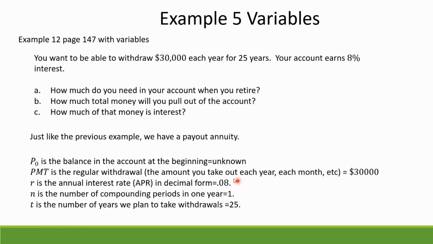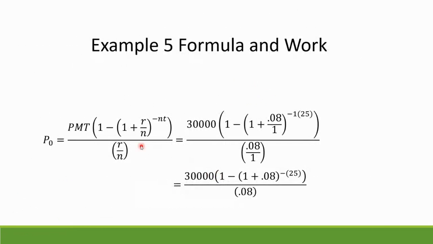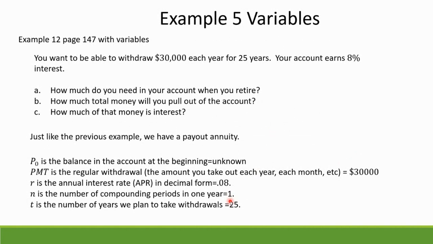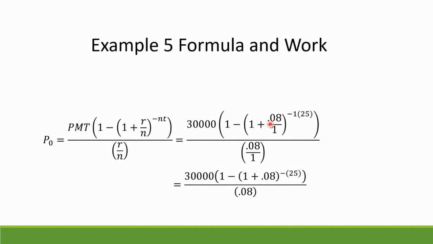So with all this for our variables, okay, we can now use the formula. The formula, this we also saw last time, as you can see, okay? Right? So now we plug in what we had, right? We had PMT was 30,000, right? R was 0.08. N is 1, right? T is 25.